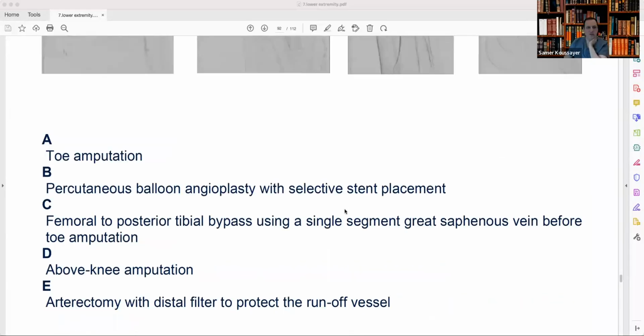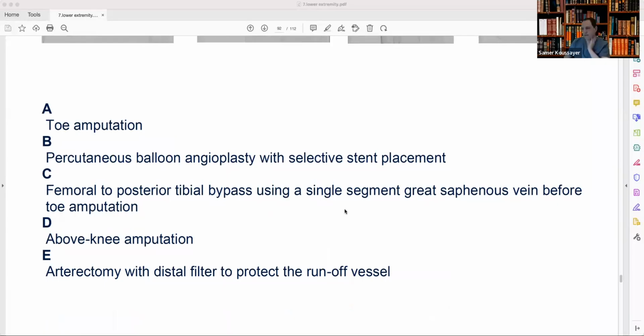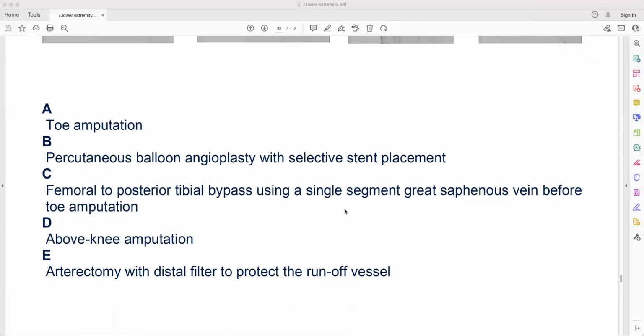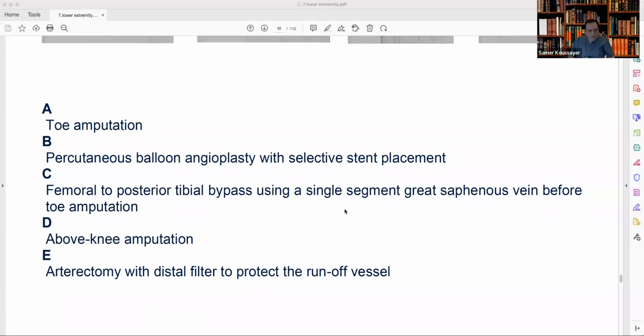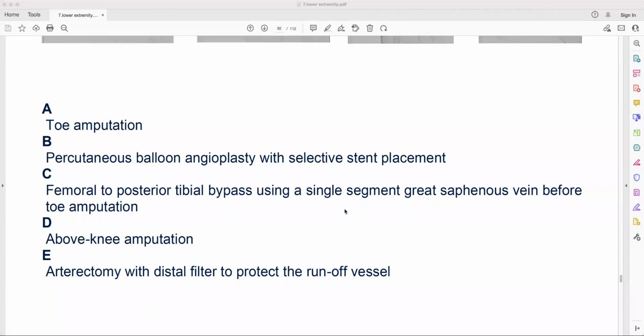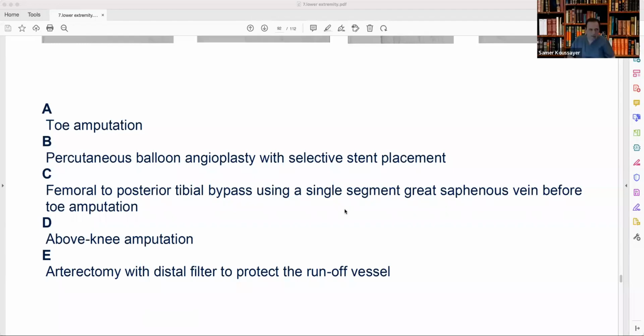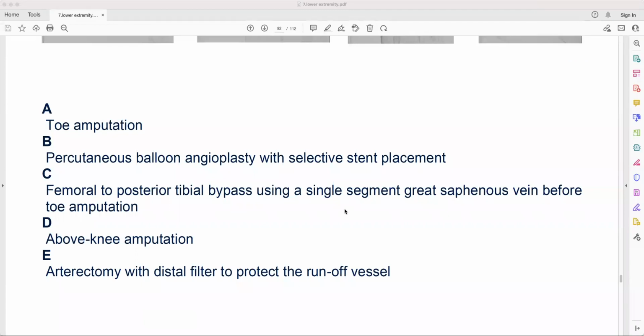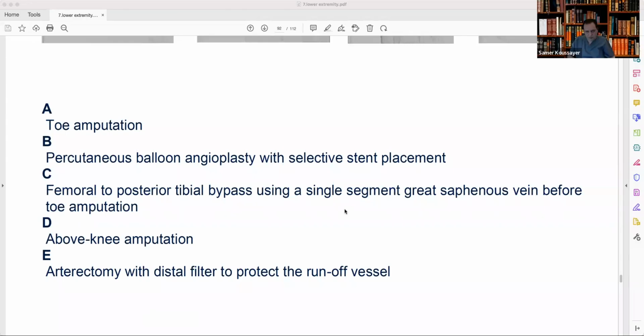So let's see the options one by one. Toe amputation alone. Is it enough? Do you think the wound will heal? Never. Because the pressure is only 30, so it will never heal. So this is wrong. Percutaneous balloon angioplasty intervention? No. Long segment occlusion, very long. So I'll not even try that.